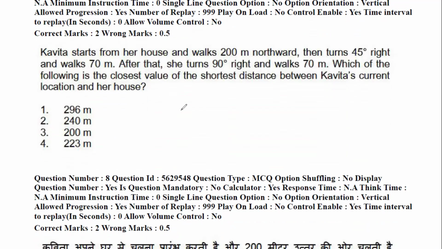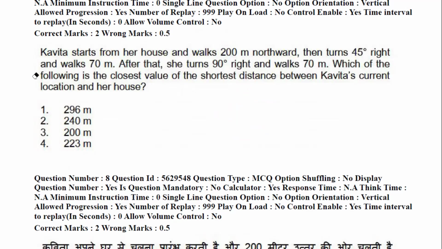So this is interesting. Kavita starts, so let's say this is Kavita's house, and she starts northward. So this is northward, 200 meters, and then turns 45 degrees. So this is north, a 90-degree angle, and 45 degrees, and goes 70 meters. So this is 70 meters.